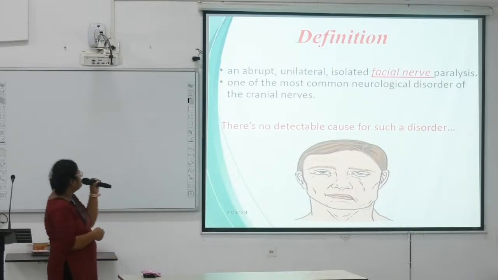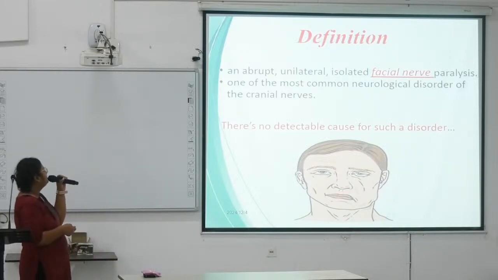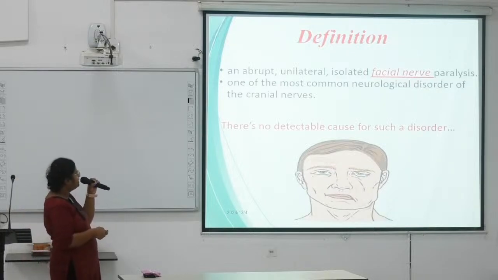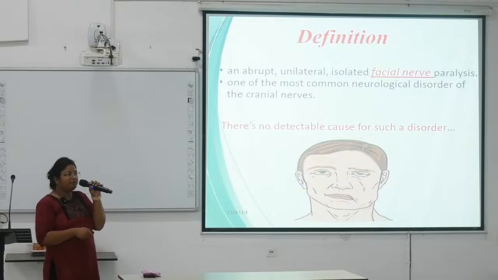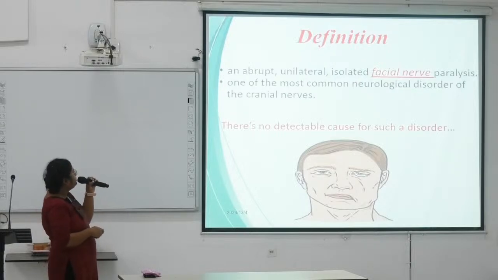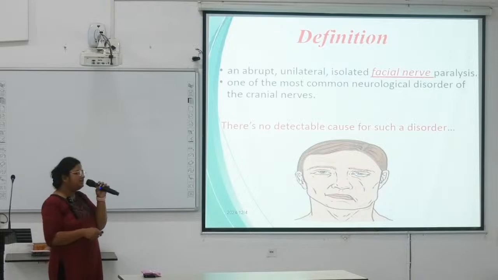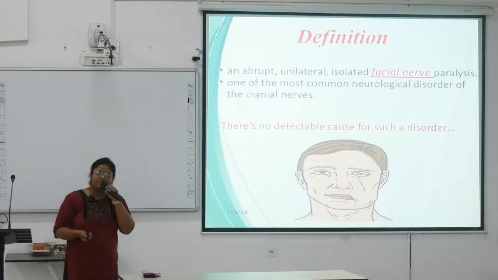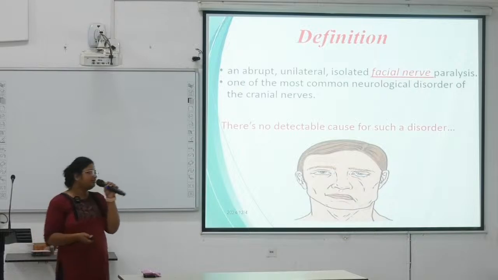So Bell's palsy, its definition: it is an abrupt, unilateral, isolated facial nerve paralysis. Okay, mainly a lower motor neuron type of paralysis. One of the most common neurological disorders of the cranial nerves. There is no detectable cause for such a disorder. Okay, mainly idiopathic. Idiopathic means there is no specific reason.